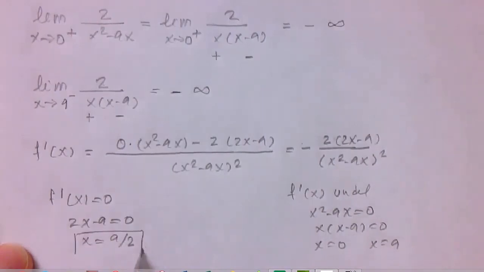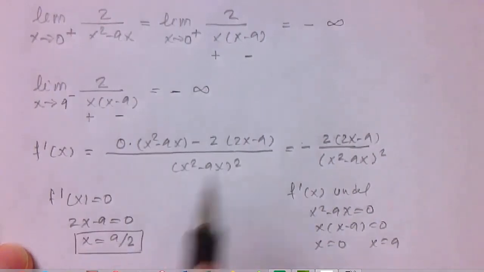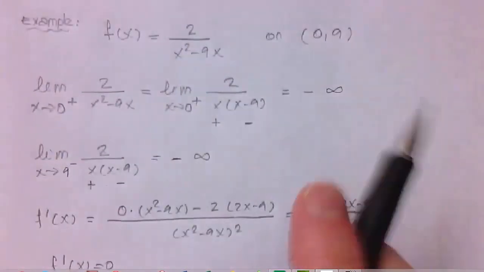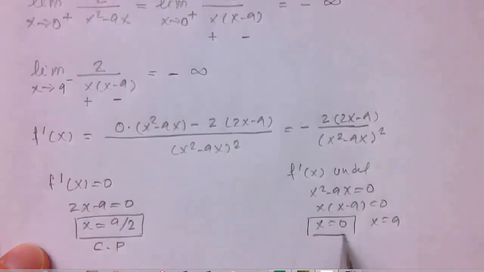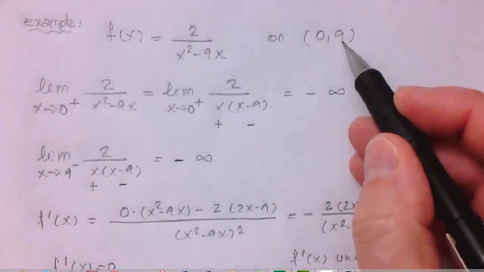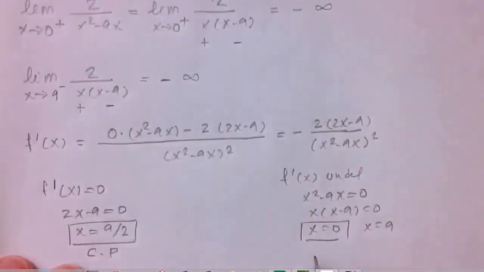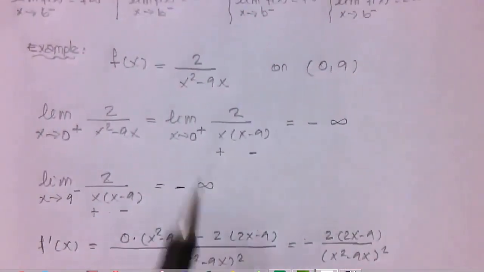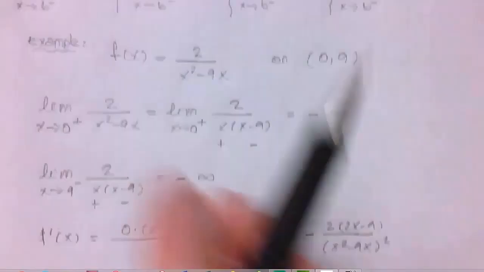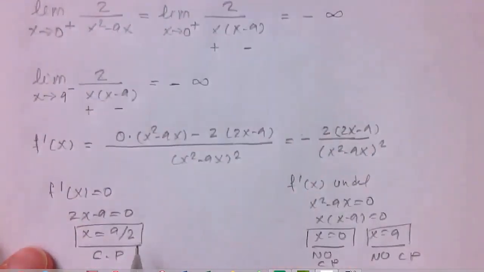Now this point, 9/2, is in the given interval. So this point is a critical point. Now 0 is not on that interval, neither is 9. So 0 is not a critical point, and 9 is not a critical point either. We already know that the function is going to have a maximum but no minimum. So the maximum happens here.